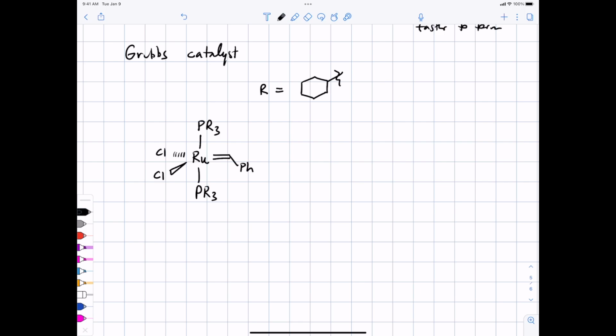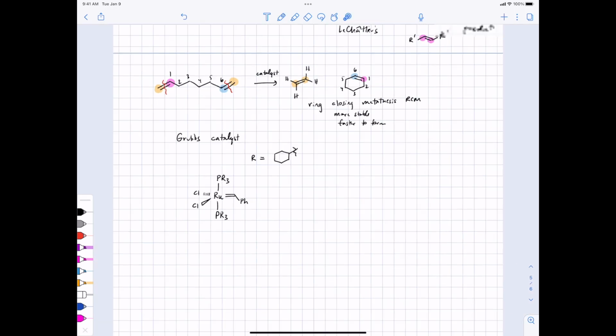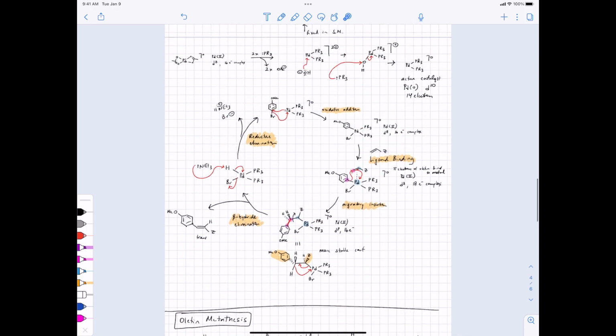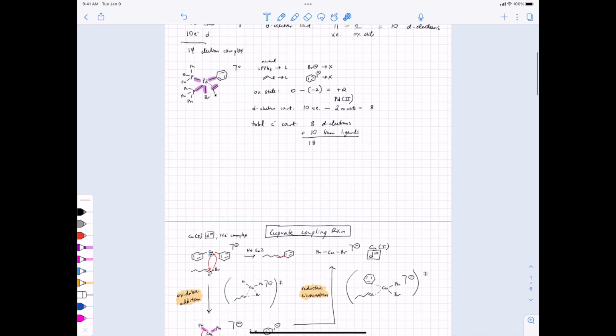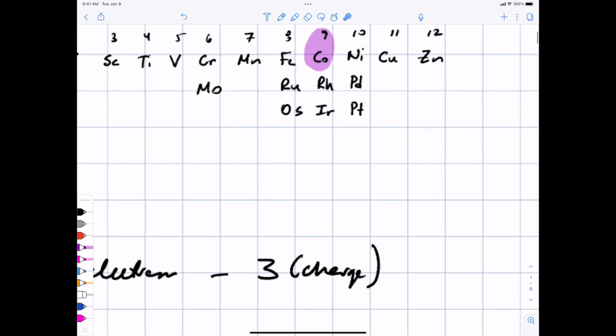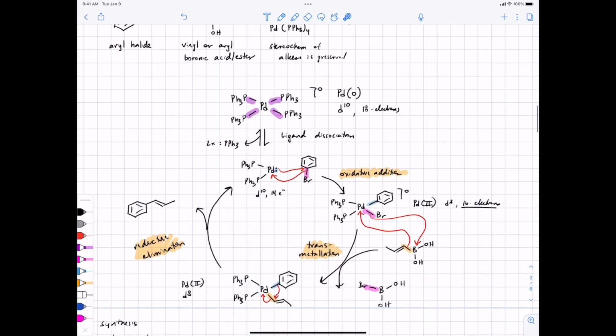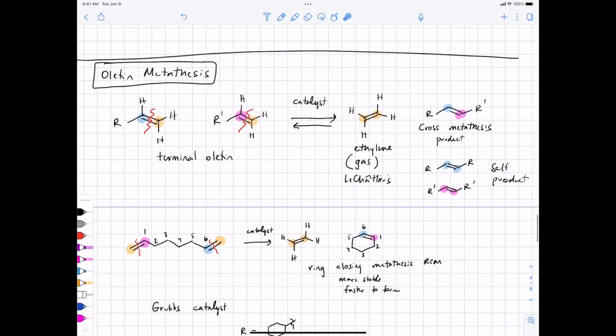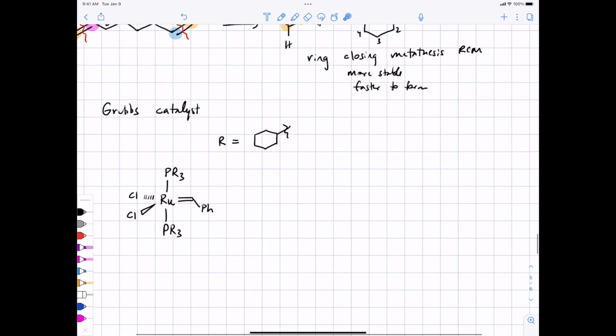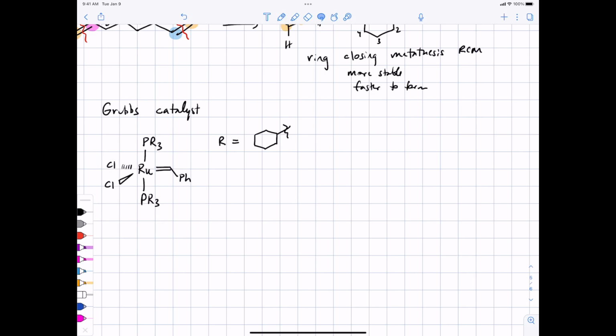Well, I'm not sure I understand that well enough to even say anything about it. So I'm not going to ask you to assign oxidation state or d-electron count for this ruthenium complex. I think looking at it, let's see, ruthenium normally has 8 electrons. The complex is neutral. Yeah, I'm not even going to worry about oxidation state or mechanism for the Grubbs catalyst.